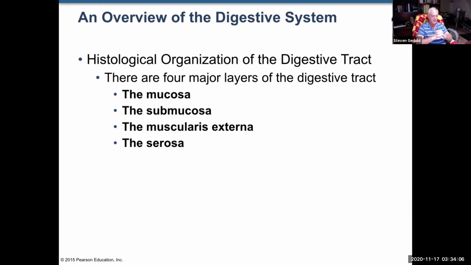Histological organization of the digestive tract. There's 4 major layers of the digestive tract. There's the mucosa inside. Then you got a submucosa below that. Muscularis externa, which is your smooth muscle, and your serosa, which is your outside layer.